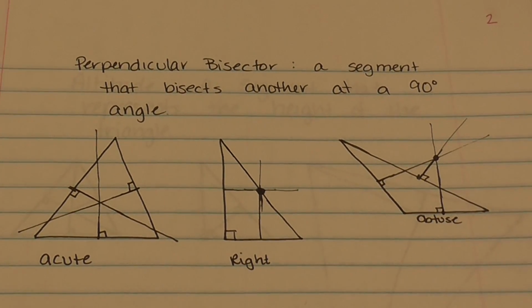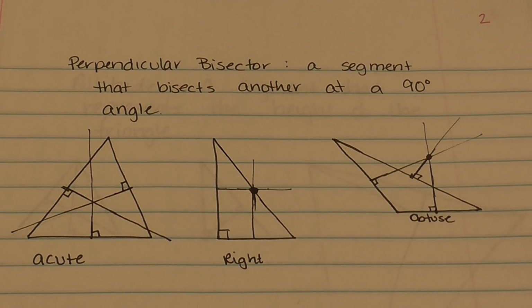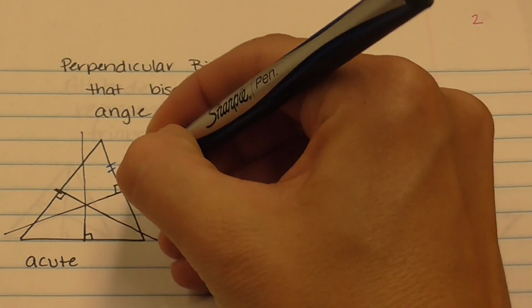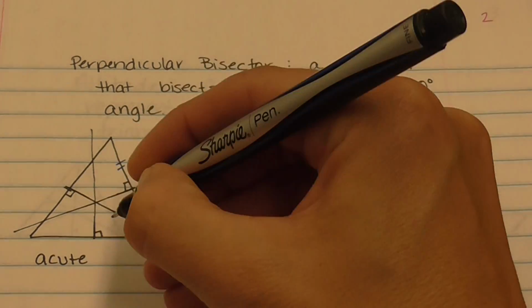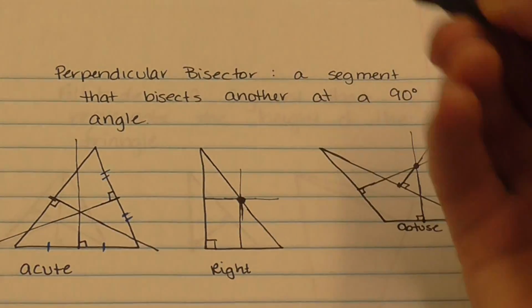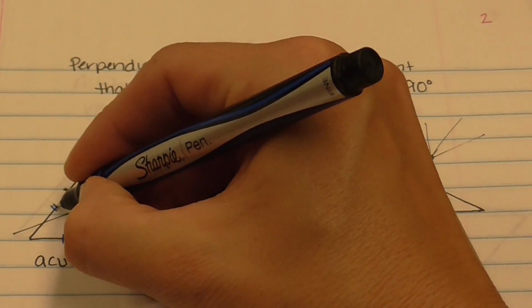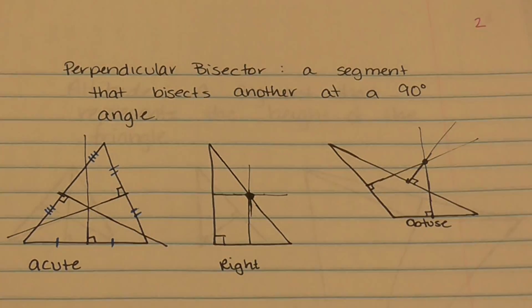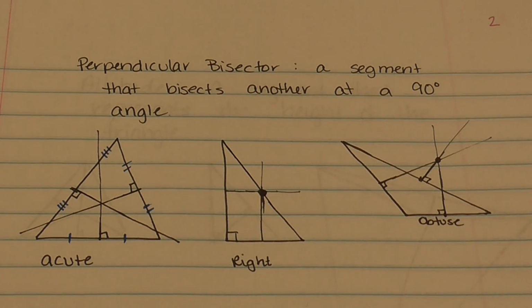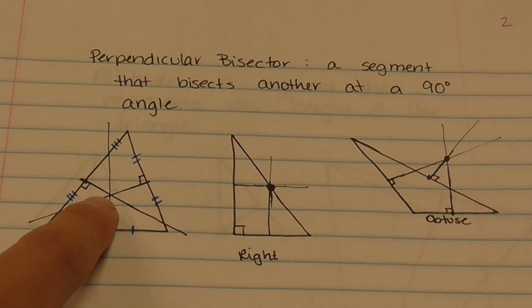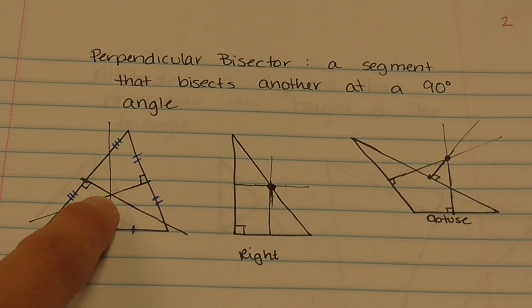So let's start back with the perpendicular bisector. What is it? It's a segment that bisects another segment at exactly a 90-degree angle. So in this triangle here, what that means is because it bisected, this is congruent to this one, and this guy over here is congruent to this one over here. Okay? So the 2 parts on each side are congruent to each other. All right? And they intersect at the circumcenter.